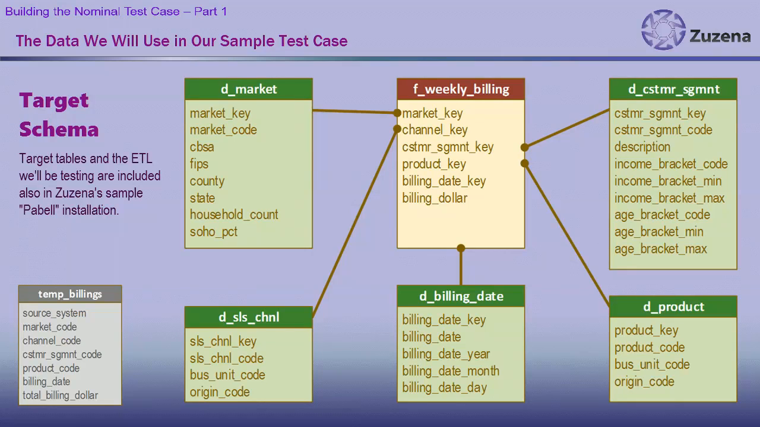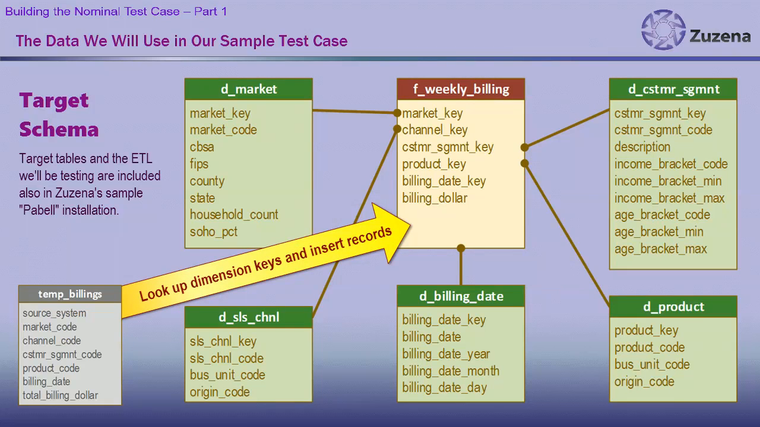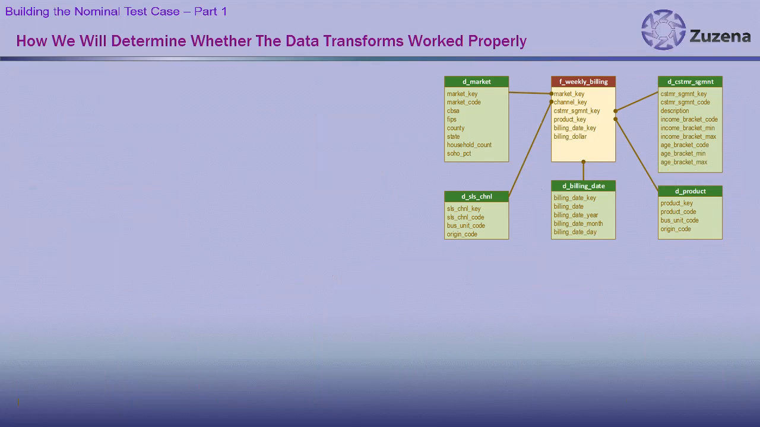Number 4, clear the existing weekly billing fact table records for the target billing date. Finally, number 5, populate the weekly billing fact table from the temporary work table, assigning foreign keys that link each fact record to the appropriate dimension record for transaction date, product, customer segment, etc. So the data transforms we will be testing add reference entities to our star schema's dimension tables, then summarize and integrate 2 sets of billing data to the fact tables for a given calendar week.